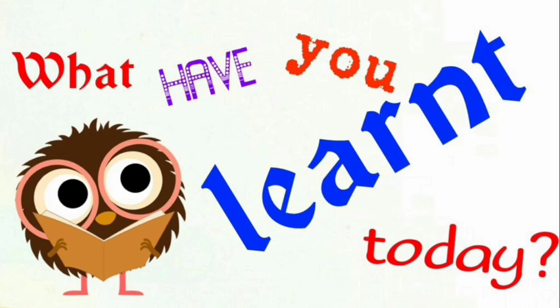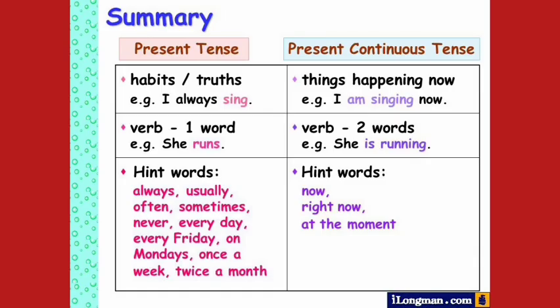Okay, students, so I hope I have made it clear to all of you. Now, a brief summary. We use simple present tense in case of any present habit, or the actions we do on a regular basis, or the universal truth or habitual truth. For example, I always sing. We use present continuous tense for the actions happening right now. For example, I am singing now.